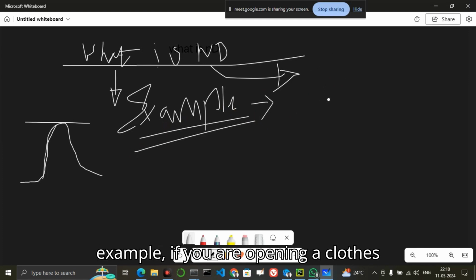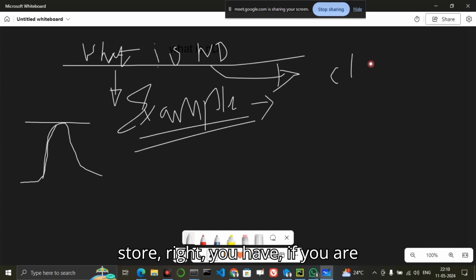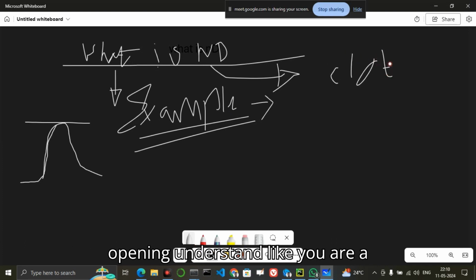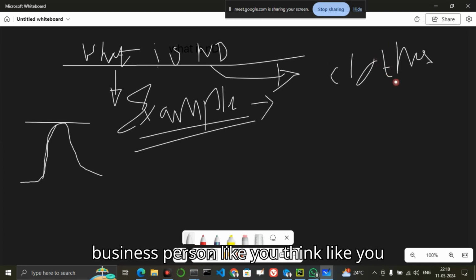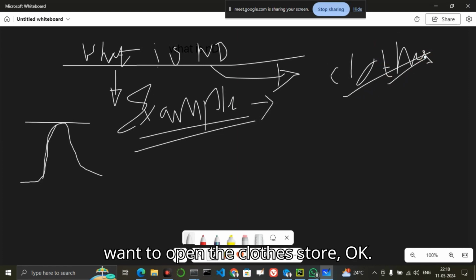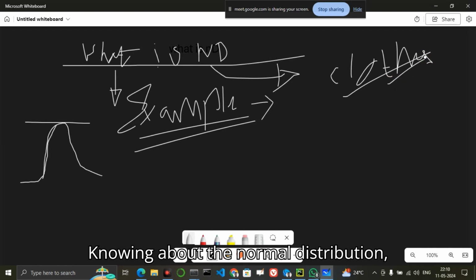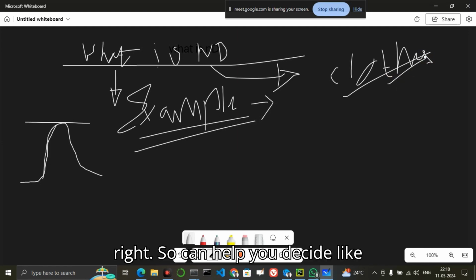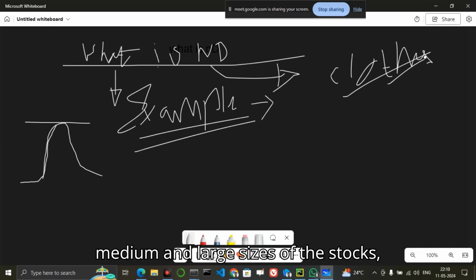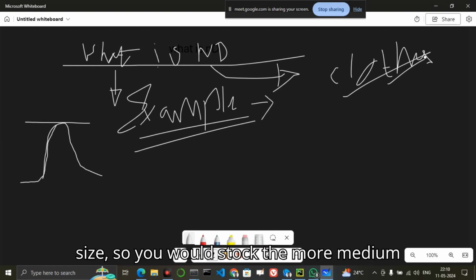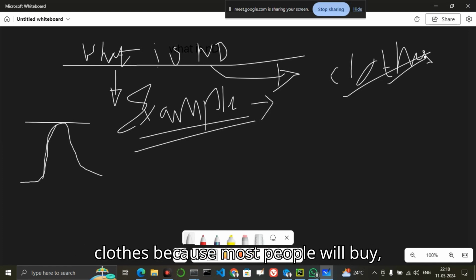If you are opening a clothes store, understand that you are a business person who has to open a clothes store. Knowing about the normal distribution can help you decide how many small, medium and large sizes to stock. Most people are average size, so you would stock more medium clothes because most people will buy them.